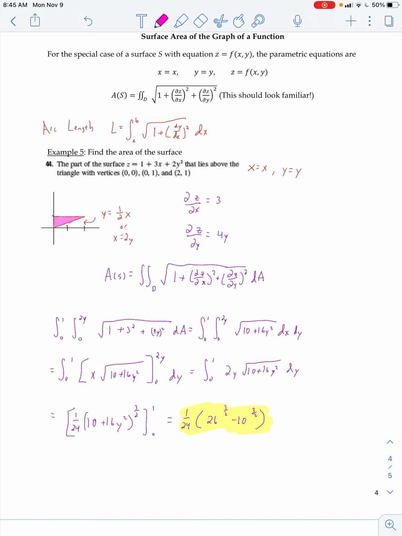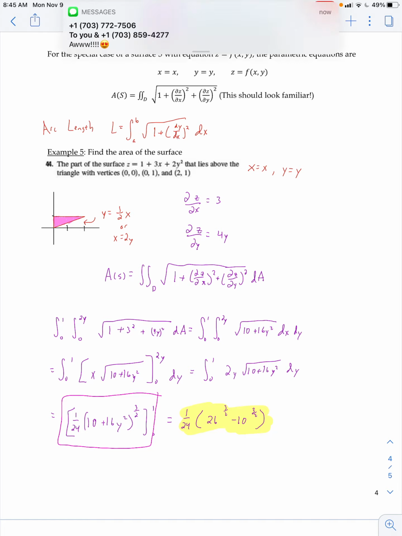So take the antiderivative of that and just get x times the square root of 10 plus 16y squared. Substitute in the 2y and 0. I'm going to get 2y times the square root of 10 plus 16y squared. When you substitute in 0, it's just going to be 0. Now integrate that. I'm going to get 1 over 24 times (10 plus 16y squared) to the 3/2, from 0 to 1. That's just u-substitution. Substitute in the 1, and then substitute in the 0.